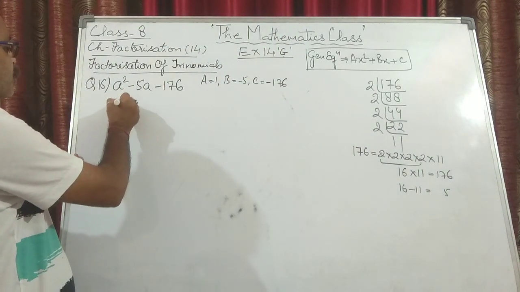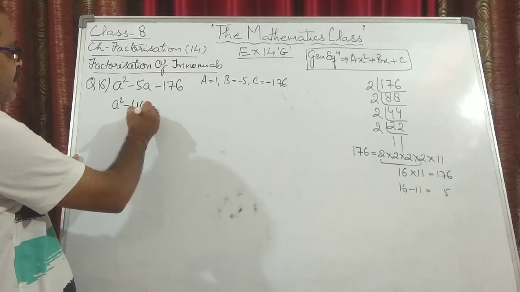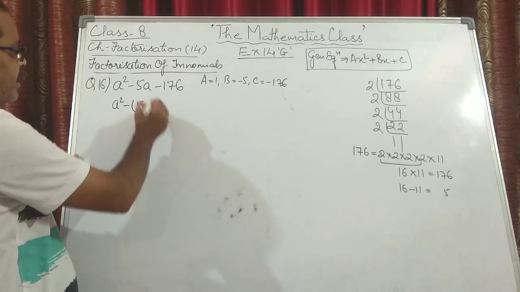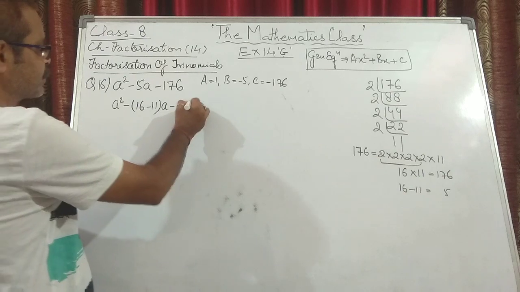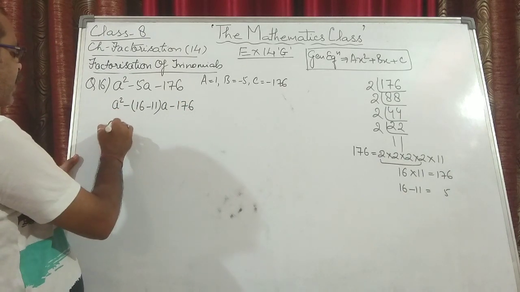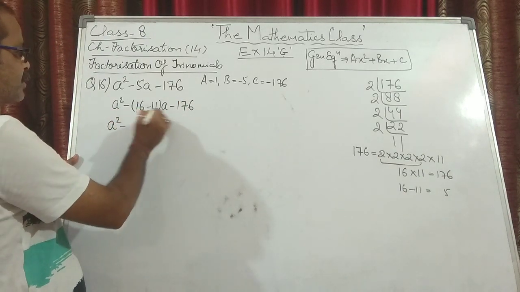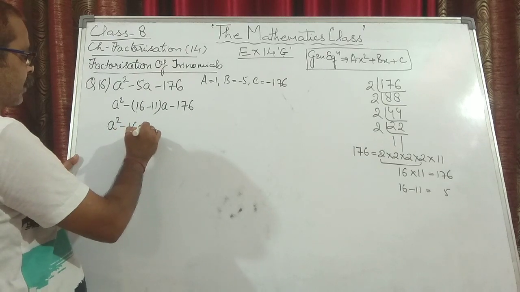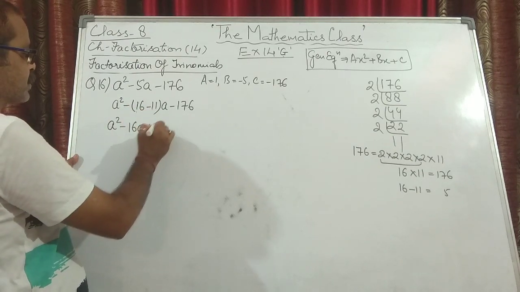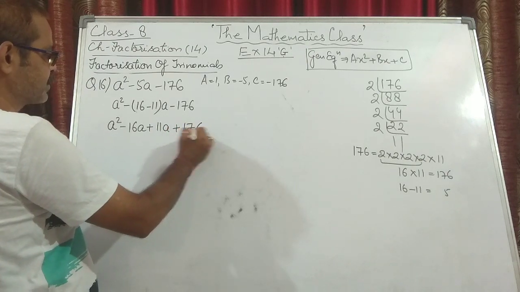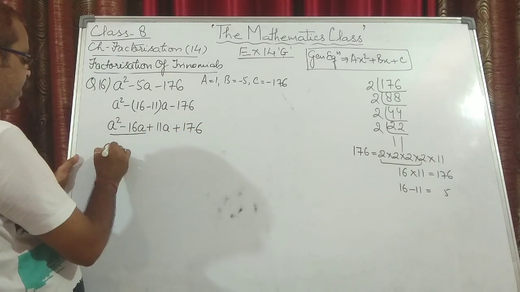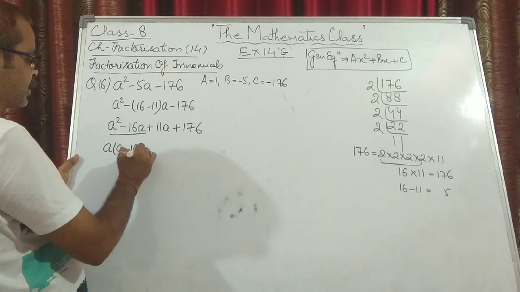So a square minus 16 minus 11 into a minus 176. Now we open the bracket. A square minus 16a minus minus plus 11a plus 176. From these two we can take a common. What is left? A minus 16.